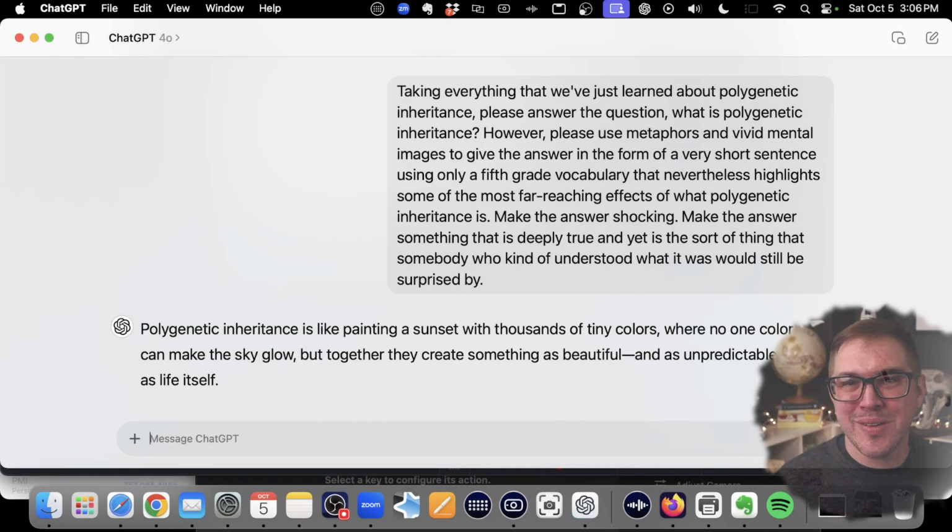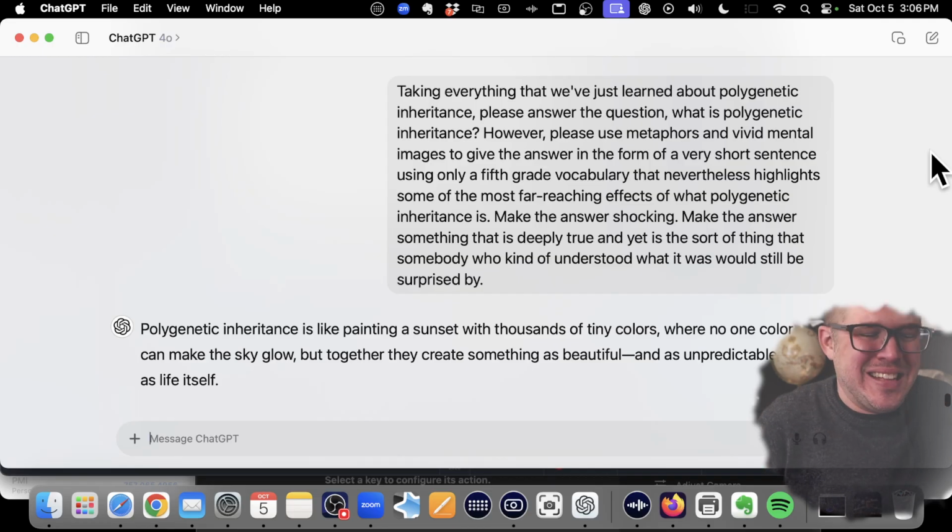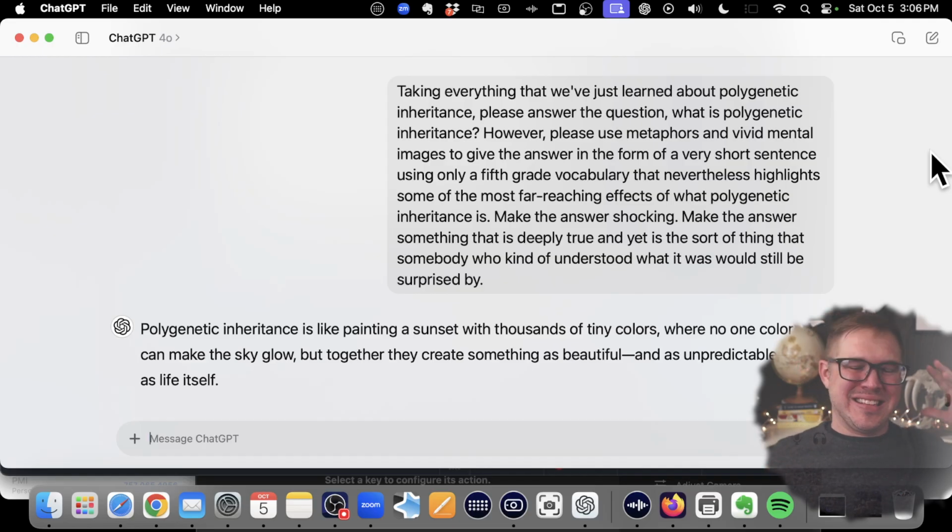I think the trouble with this, right, is that having it be a sunset, like one gene can really screw you up. I don't know that can happen with a sunset. Maybe a little bit of green messes up the sunset. I don't know, but it's still kind of the same sort of thing. I feel like that's not very good.